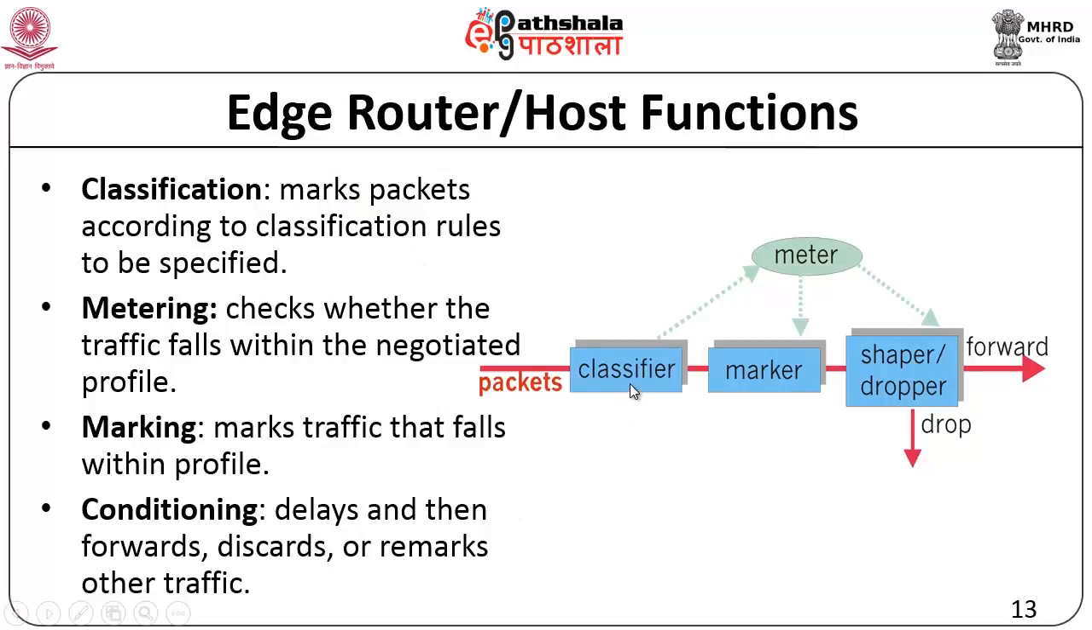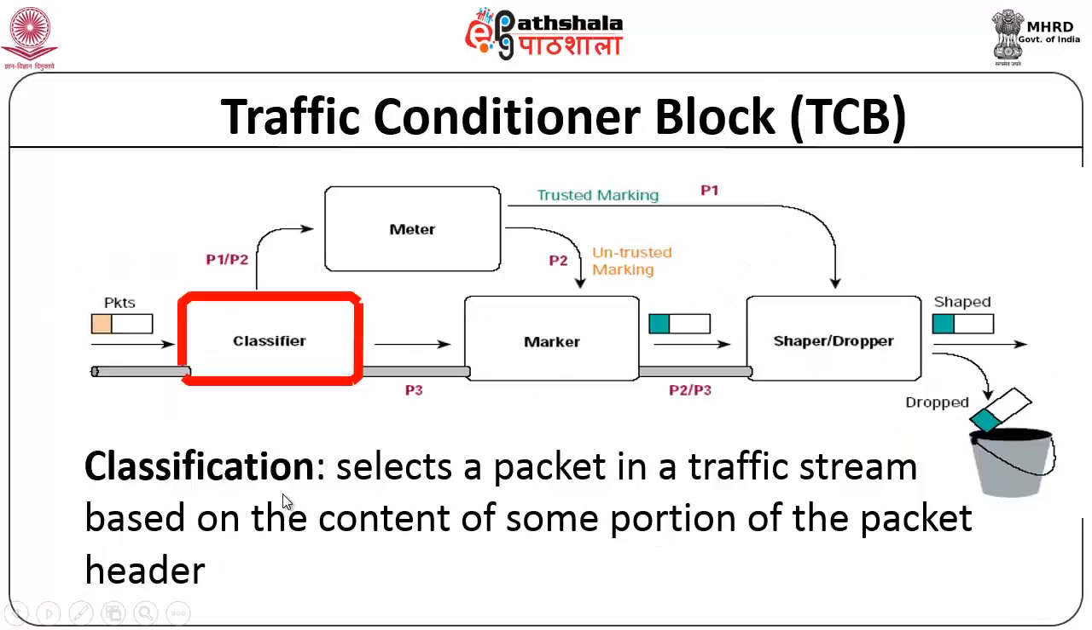So you classify, mark the packets, meter it, check whether it falls within the negotiated profile, and mark it. Those which fall within the profile are marked, and then you can condition it. You can either delay and then forward, or discard, or remark other traffic. So all these kinds of things are possible. This is basically what you will have. This is what is called a traffic conditioner block that will exist at an edge router.